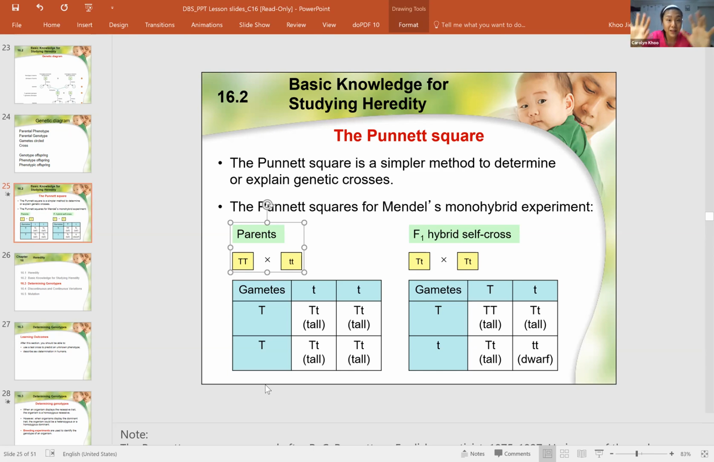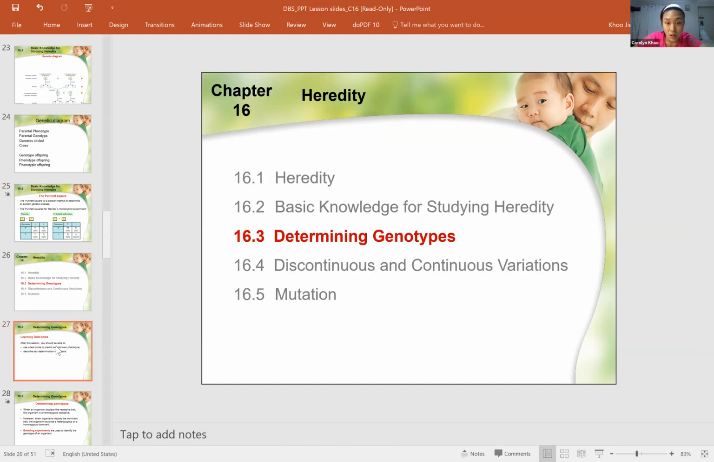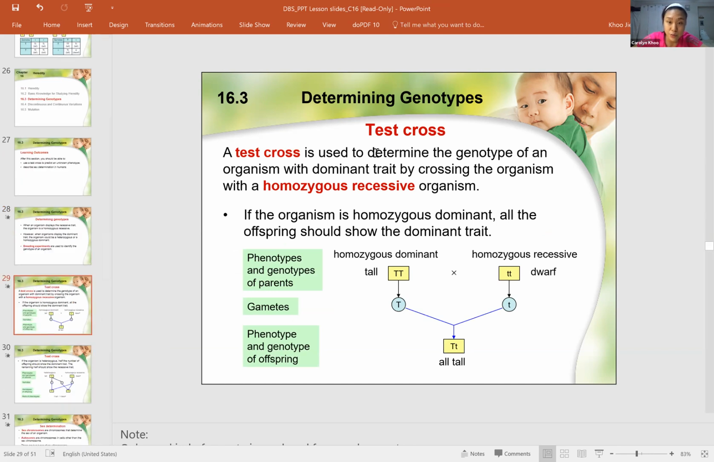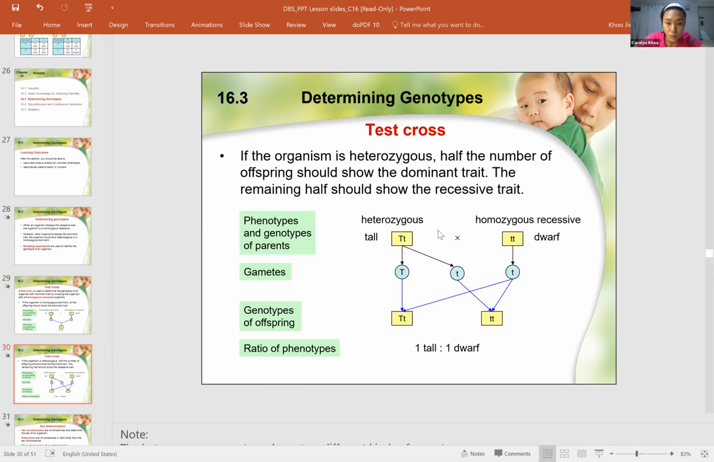Then I realized, oh, I planted the first batch, all 100 became tall. Oh, the parent was homozygous dominant. However, if I did the cross and out of 100, maybe like 74, about 3/4 were tall, then I can conclude that the original parent was heterozygous. So that is called the test cross. I use it to determine the original genotype of the organism. So this was what I just went through.